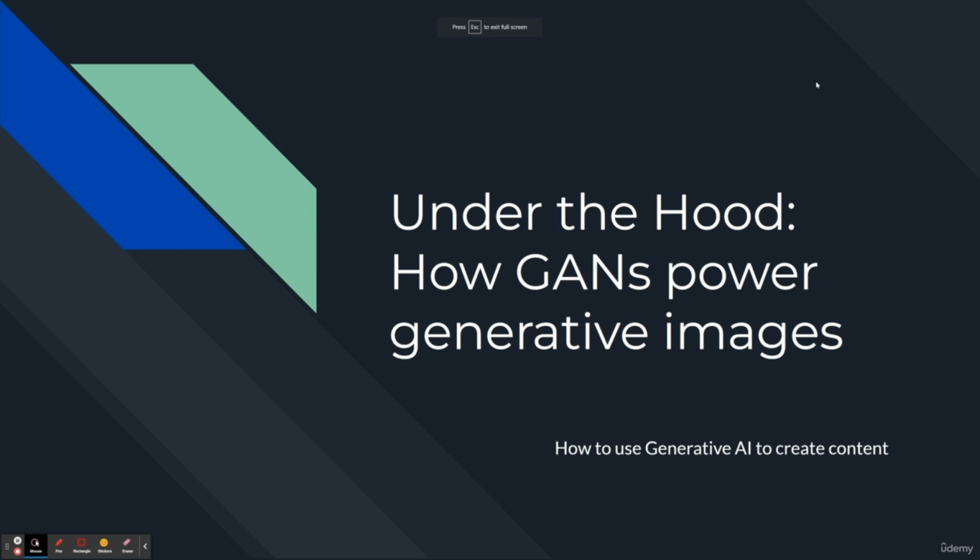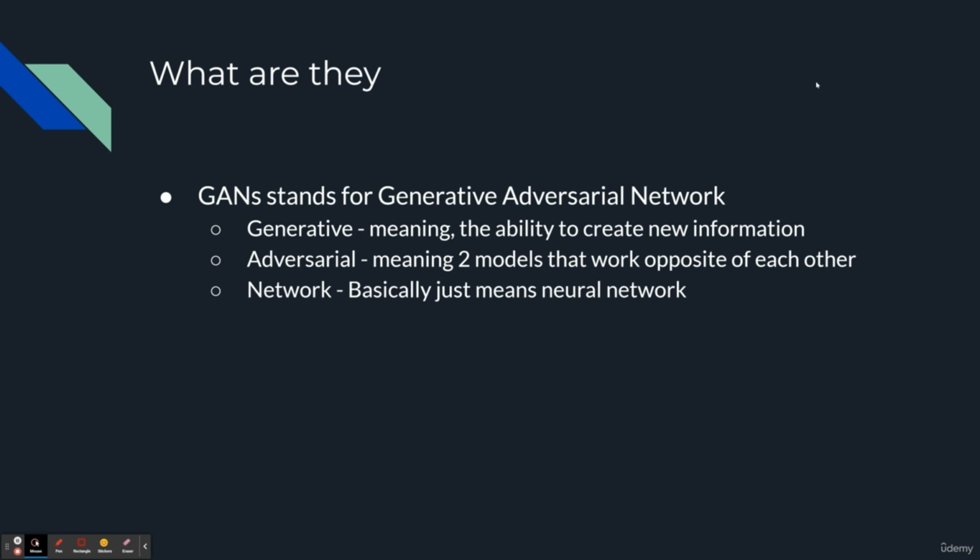Now let's take an under the hood look and understand how GANs power generative images. So this is a high level look of the GANs architecture and understanding how GANs can create images from text. So what GANs stand for is Generative Adversarial Network, which in this case, generative means the ability to create new information. Adversarial means two models that work opposite of each other. And network, in this case, just means neural network.